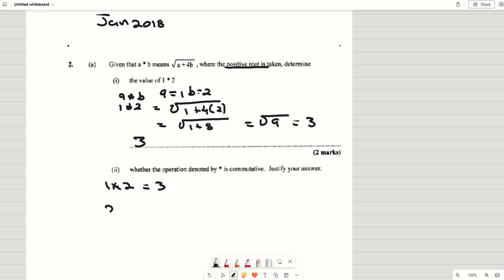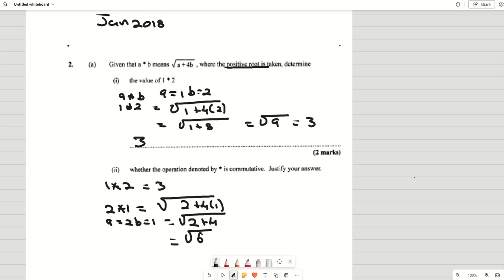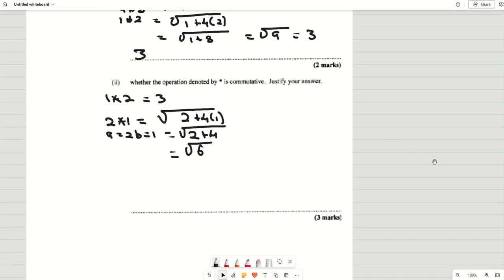Let's rearrange it. 2 asterisk 1. Right, let's see if we still get 3. That is the square root of, remember, a would now be 2 and b is 1. So that is 2 plus 4 by 1. Right, that is the square root of 2 plus, 4 by 1 is 4, 2 plus 4 is 6. So the square root of 6. Square root of 6 is not equal to 3. So that is basically how you denote.